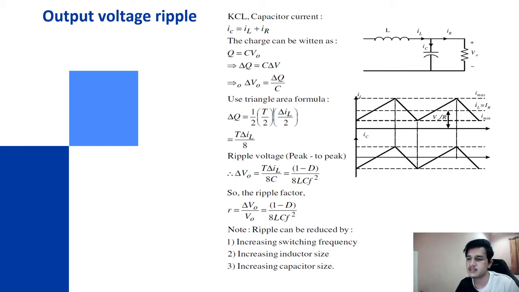And now some information: ripple can be reduced by, first, increasing switching frequency, second, increasing inductor size, and lastly, increasing capacitor size. And on the right we can see the circuit of output voltage ripple and the graph or waveform.